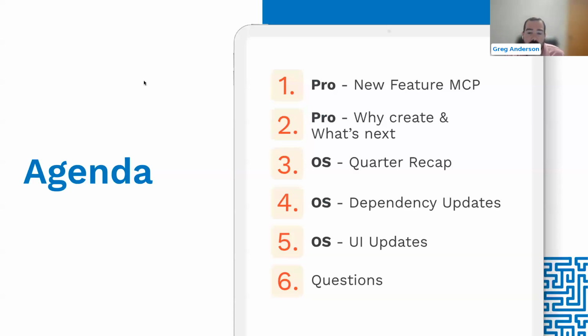So we like to split our office hours into two sessions. One talking about what's new and exciting in commercial, and then what's new and exciting in open source. And so on the pro side of the house today, we have our new MCP feature, and we'll talk about why we created it and what's next and how we've seen AI working well in security and where maybe AI is not working so well in security. And then some of the open source updates that are coming as well.